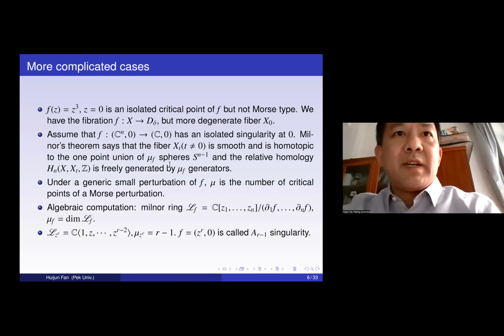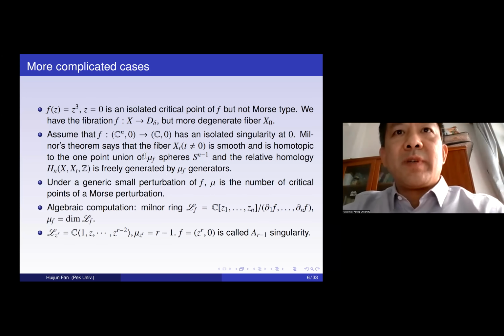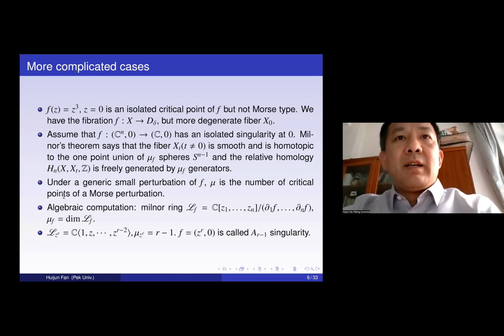And so the spheres in the absolute homology of the fiber are called vanishing cycles, and the elements in this relative homology are called Lefschetz thimbles. Mu_f here is called the Milnor number of this singularity.